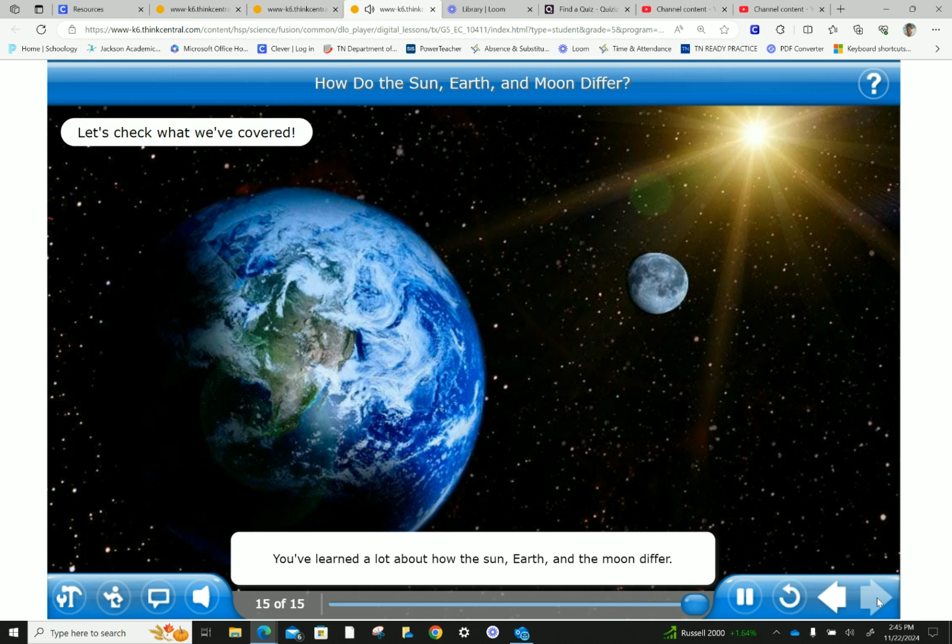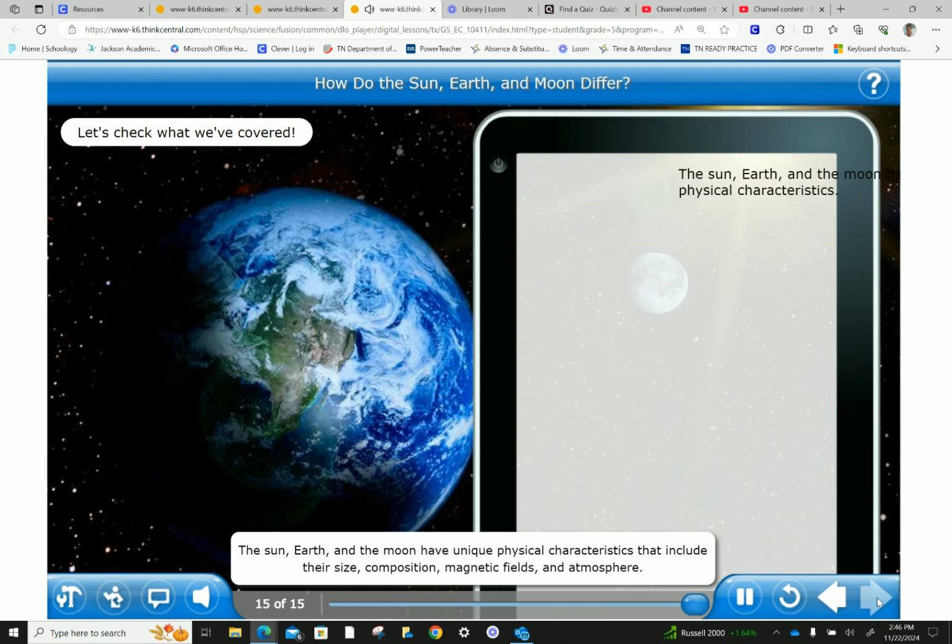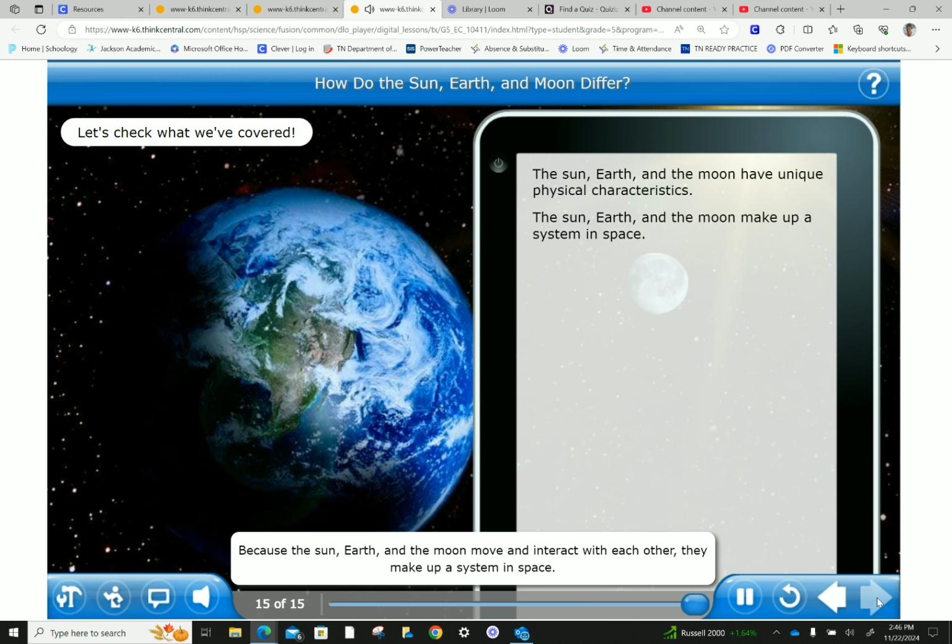You've learned a lot about how the sun, Earth, and the moon differ. Let's review the main ideas from the lesson. The sun, Earth, and the moon have unique physical characteristics that include their size, composition, magnetic fields, and atmosphere. Because they move and interact with each other, they make up a system in space. The objects in the system are held in place by gravity.